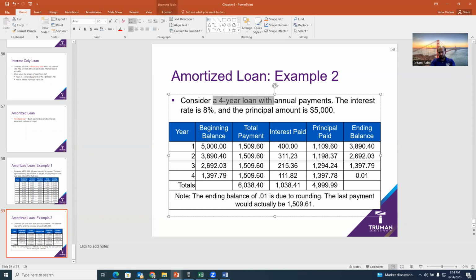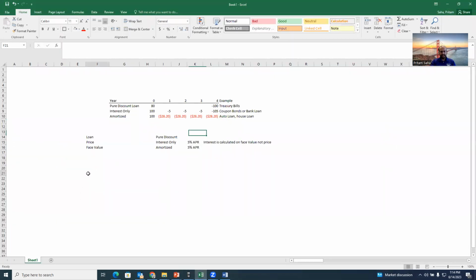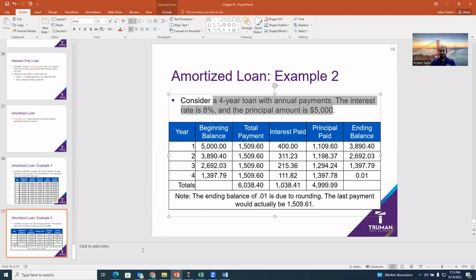So consider a 4-year loan, interest 8%, principal amount is 5,000. Principal amount means the face value, the loan value, okay? So we're going to talk about how an amortized loan works. Basically the information we have: loan value, face value, principal value, same thing, 5,000. And then interest is 8%.